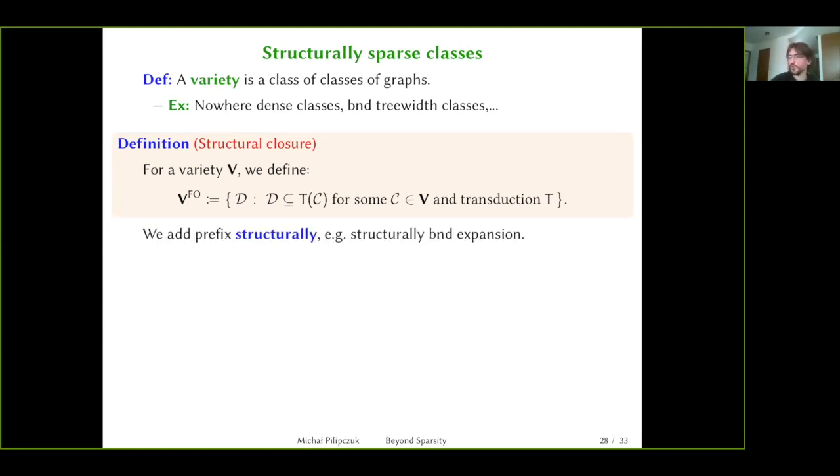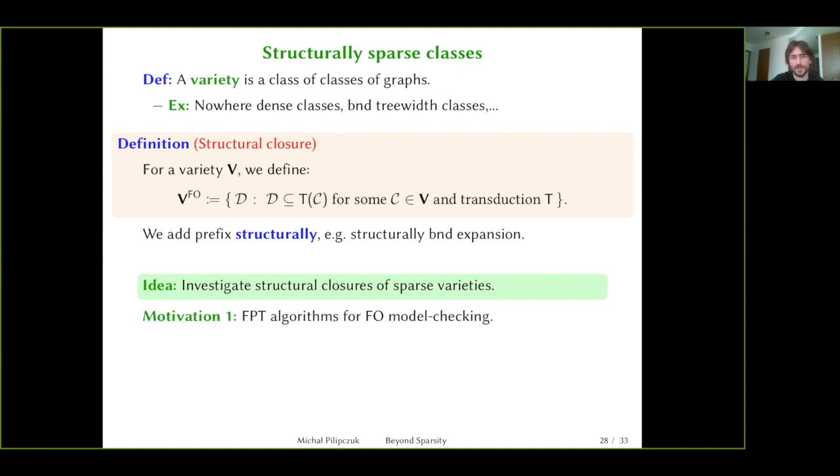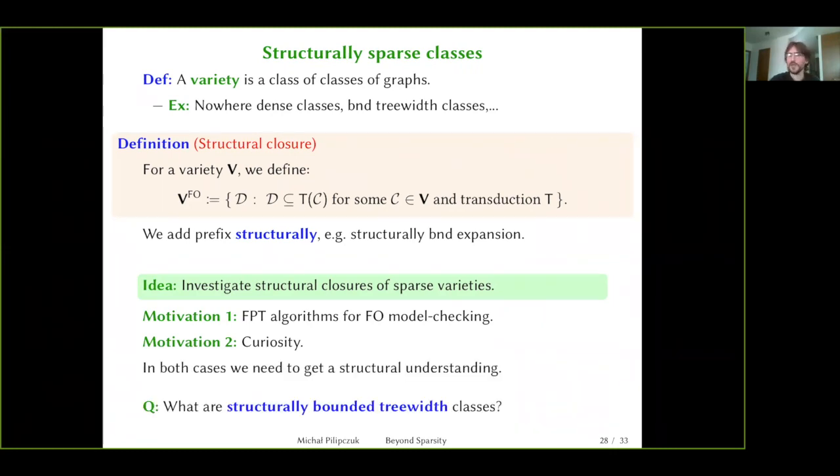We usually talk here about, for instance, structurally bounded expansion classes. These are classes of FO interpretations of classes of bounded expansion. So the idea would be to look at sparse varieties like bounded expansion classes, close them under FO transductions, and see what animals we get. Because in these animals, we hope to find good FO model checking tractability results. And also, we are curious what kind of structure we can quantify there. In both cases, we need some circular understanding. So let's look at one fixed example, for instance, structurally bounded tree-width classes.